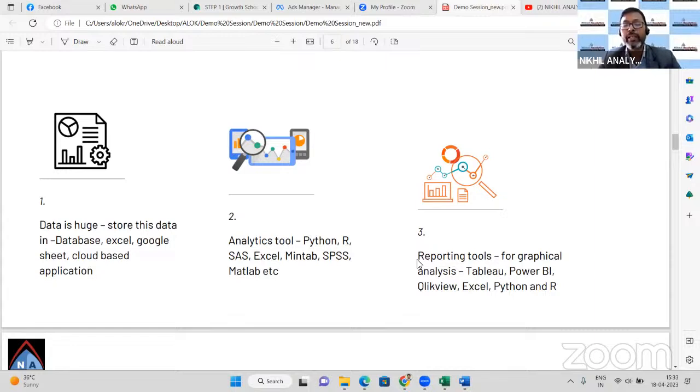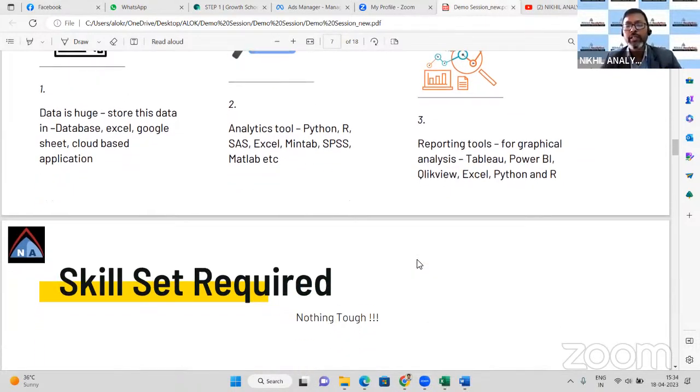Top management will be seeing your report, which is your graphical reports, including the Python reports as well, and then make data-driven decisions. So to make decisions, we need Tableau and Power BI for the graphs. We need Python to analyze the results. Okay. Now the questions come here.